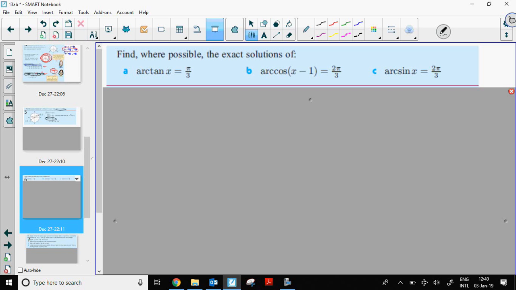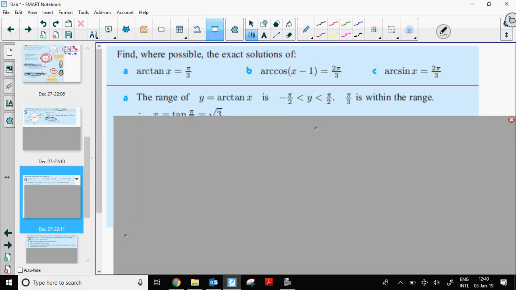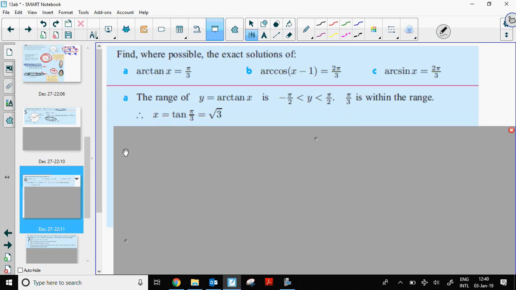Okay, so arctan of x is equal to pi over 3. So what we're going to do there is we're going to take the tangent of both sides. Right, so tangent of arctan of x should be equal to the tangent of pi over 3. We know that that's the square root of 3.